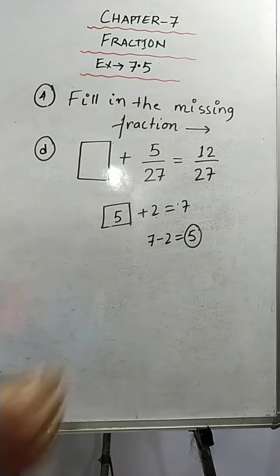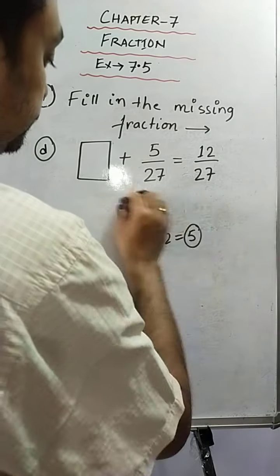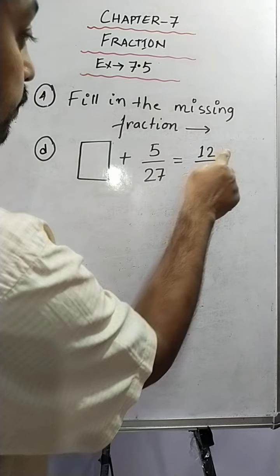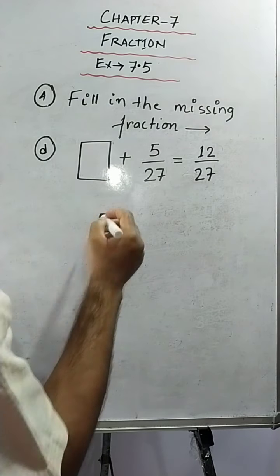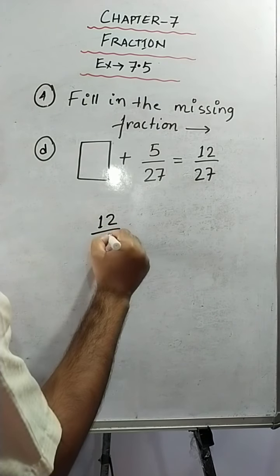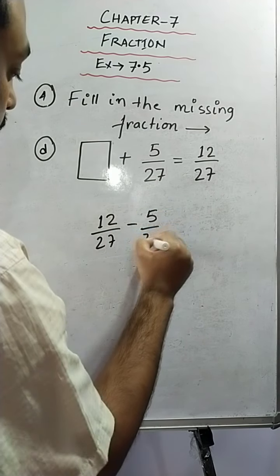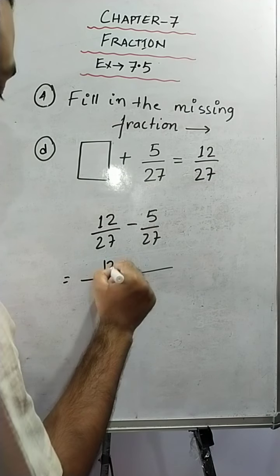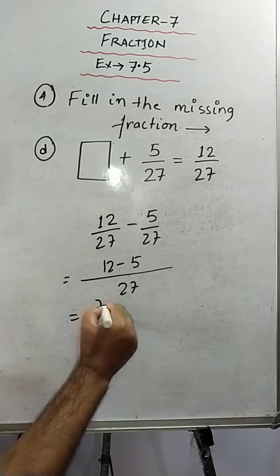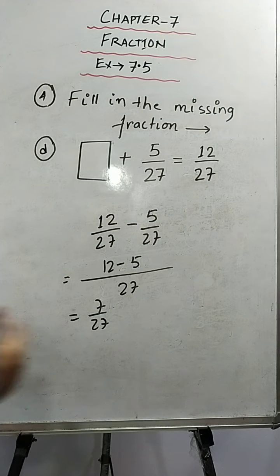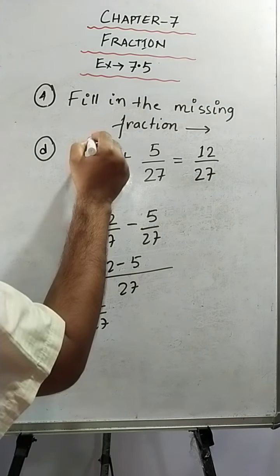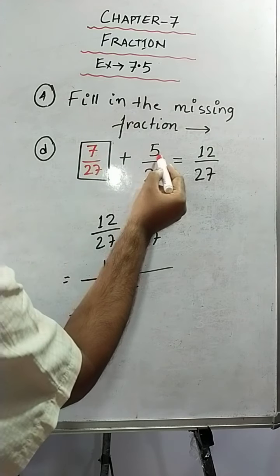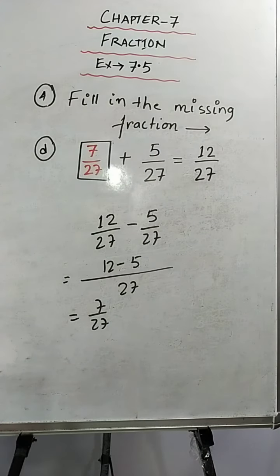So we'll do the same thing here. That means we have to subtract 5 by 27 from 12 by 27. So this is what we have to do. Now subtract: 12 minus 5 is 7, so 7 by 27. So your required fraction, or you can say the missing fraction, is 7 upon 27. Now just see, 7 plus 5 is 12. You see, it is satisfying the equation.